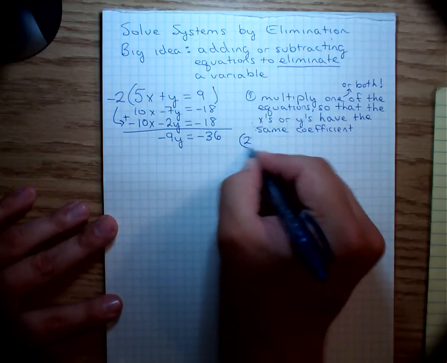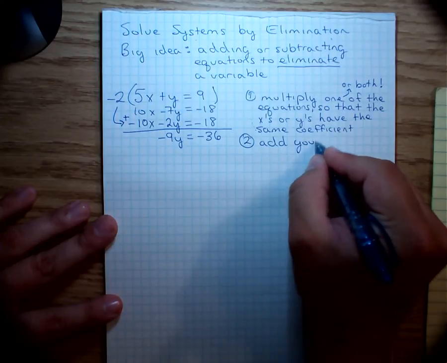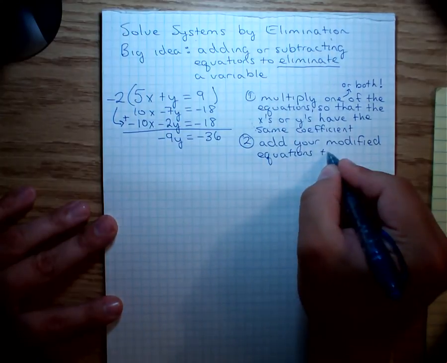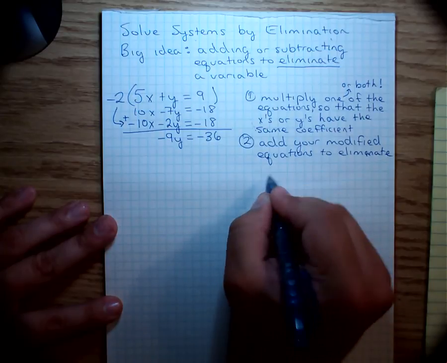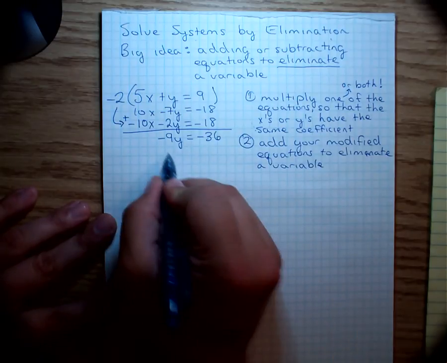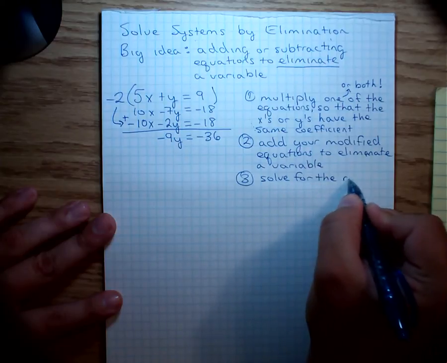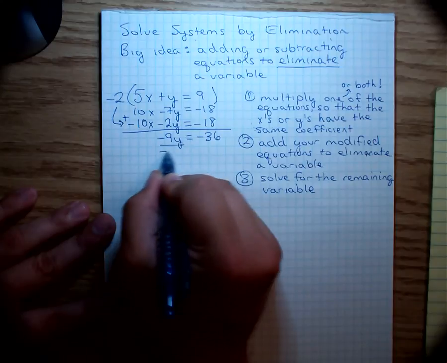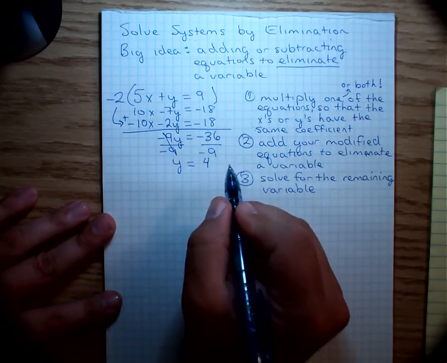Okay, so this second thing we did: add your modified equations to eliminate a variable. So we did that, right? So now what do I got to do? Solve for the remaining variable. Okay, so divide by negative 9, and y would equal 4.